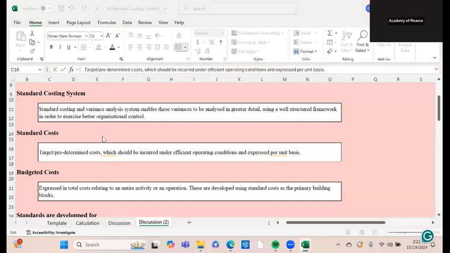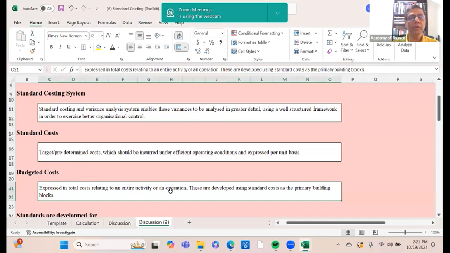And budgeted cost expresses total cost relating to an entire activity or an operation. The budget will be for the entire operation, production department, or cost of running this particular machine, this module. So that's for the entire operation, not per unit level. These are developed using the standard cost as a primary building block, right? So that is what it is all about.